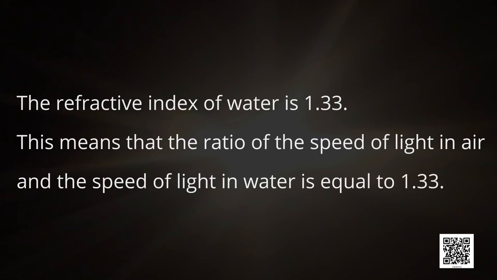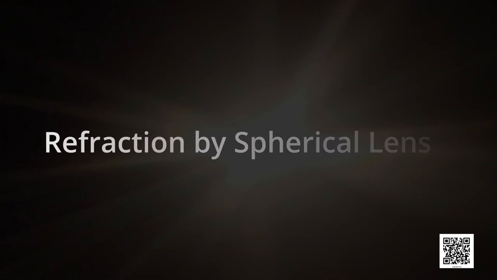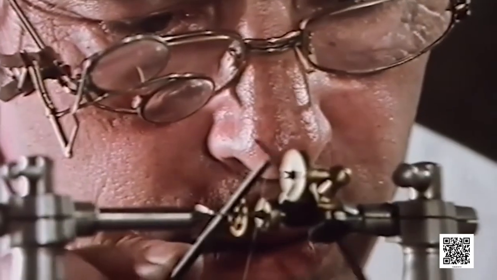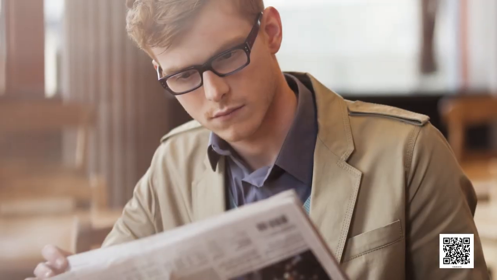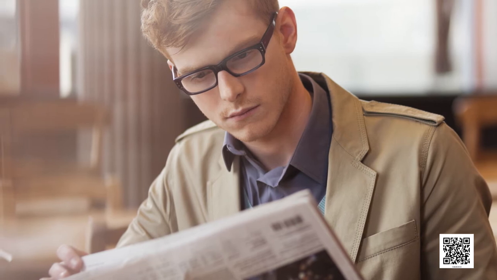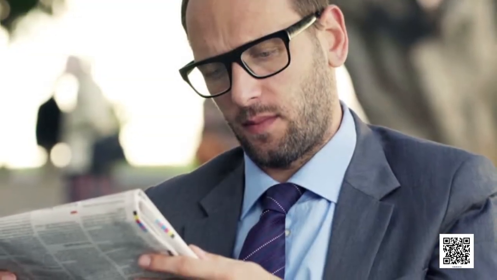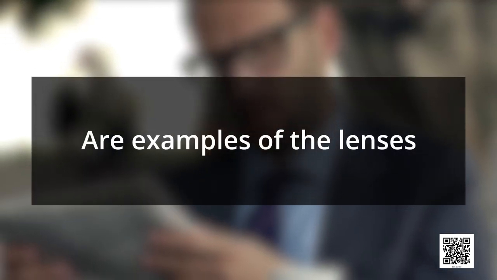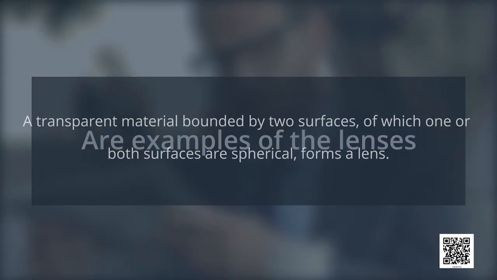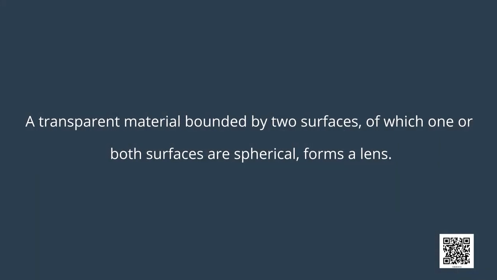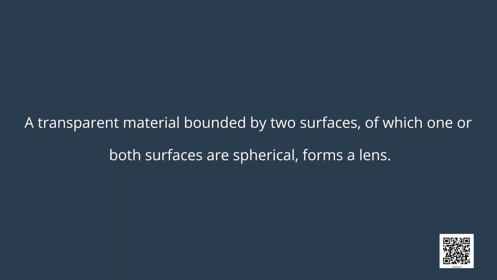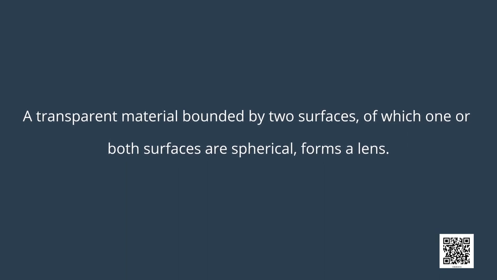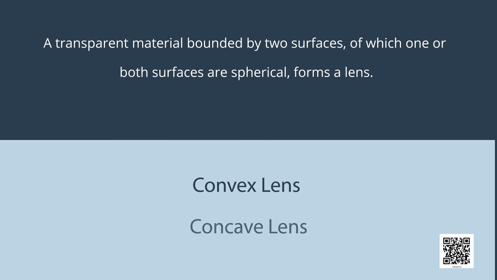Dear children, now let's learn refraction by spherical lenses. You might have seen watchmakers use a small magnifying glass to see tiny parts, and people using spectacles for reading. The glasses used in spectacles and by a watchmaker are examples of lenses. Children, a transparent material bounded by two surfaces, of which one or both surfaces are spherical, forms a lens. The lenses are of two types, convex lens and concave lens.